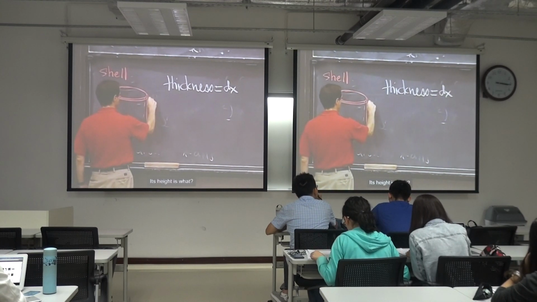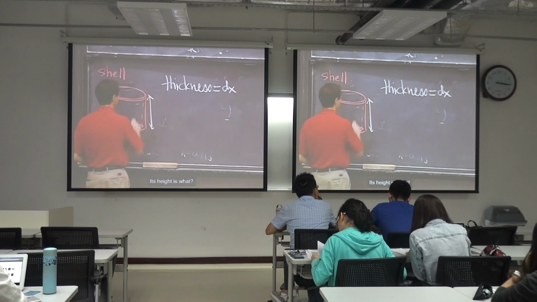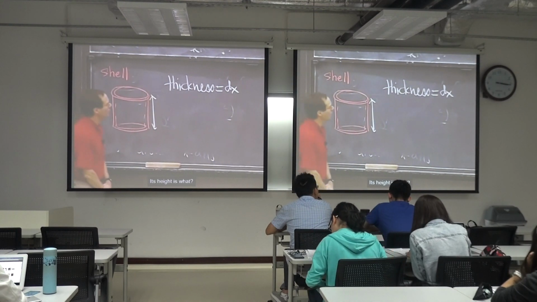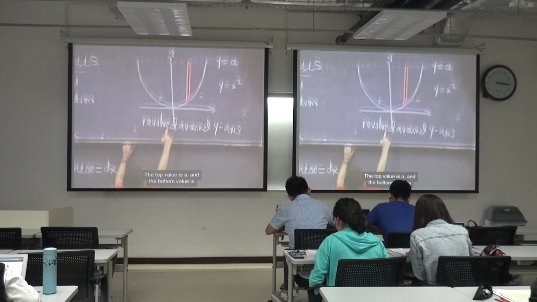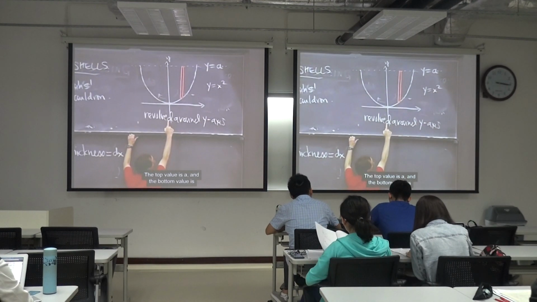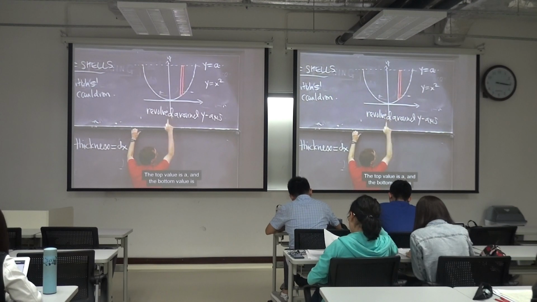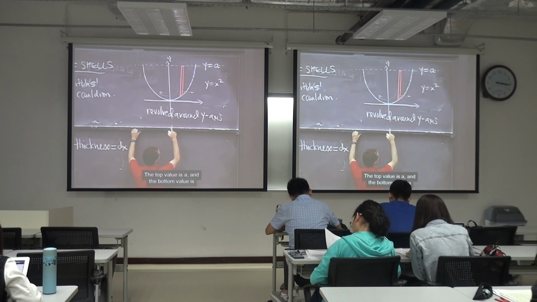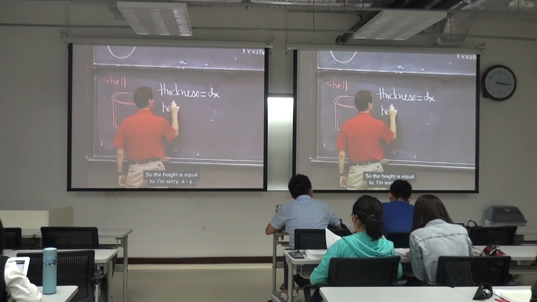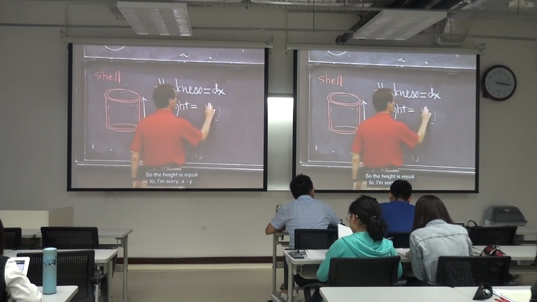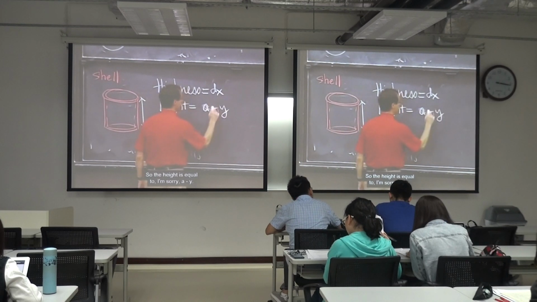Its height is what? Well, actually, I have to use the diagram to see that. The top value is A, and the bottom value is what we call Y. So the height is equal to A minus Y.